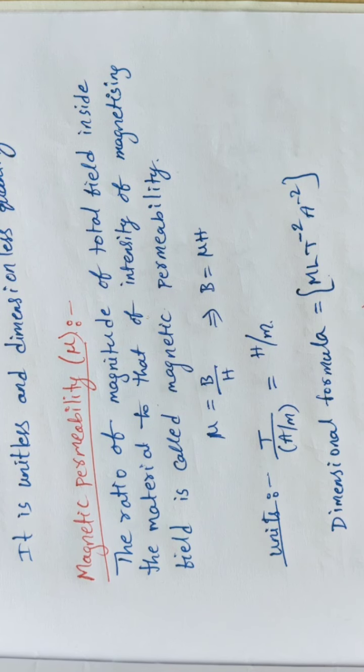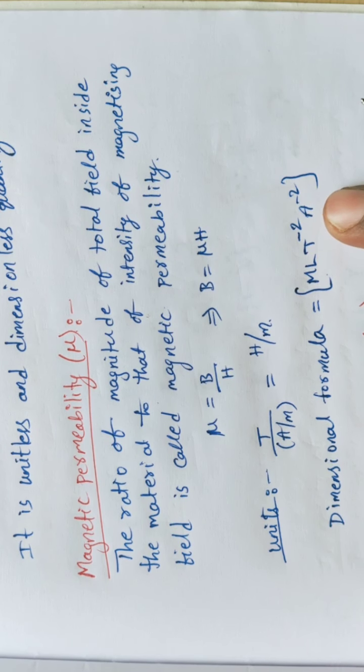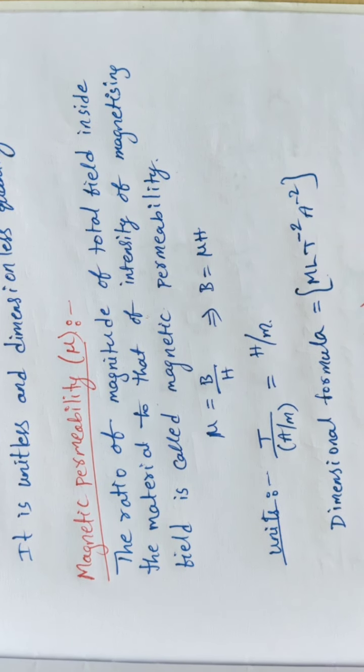So here, magnetic permeability in general, mu is equal to B by H, we will represent. Therefore B becomes mu H. Okay students, if you are going for units, that is Tesla per ampere per meter, we will finally get the unit Henry per meter. The dimensional formula here is represented as M L T power minus 2 A power minus 2. This is the dimensional formula for magnetic permeability.